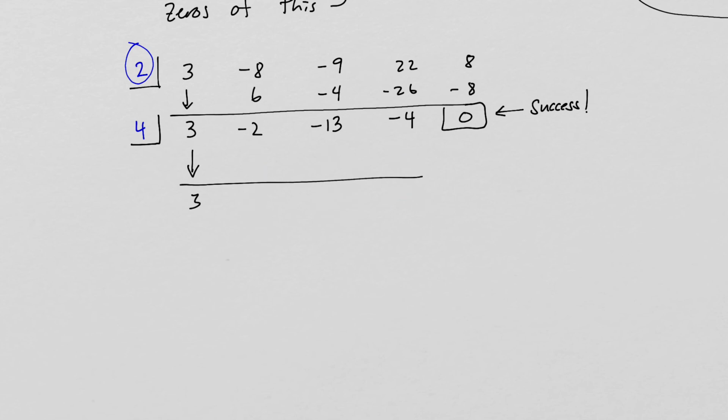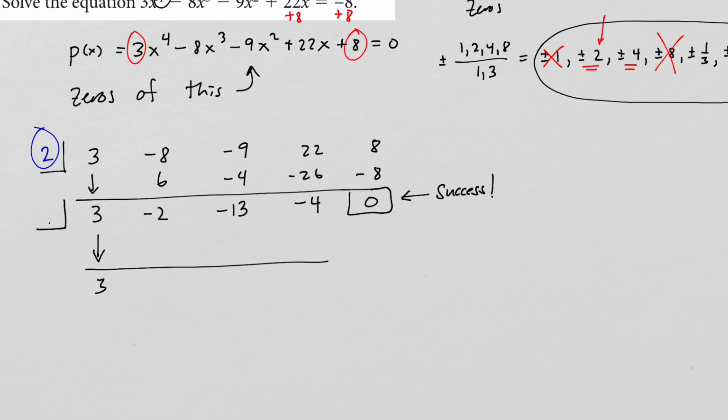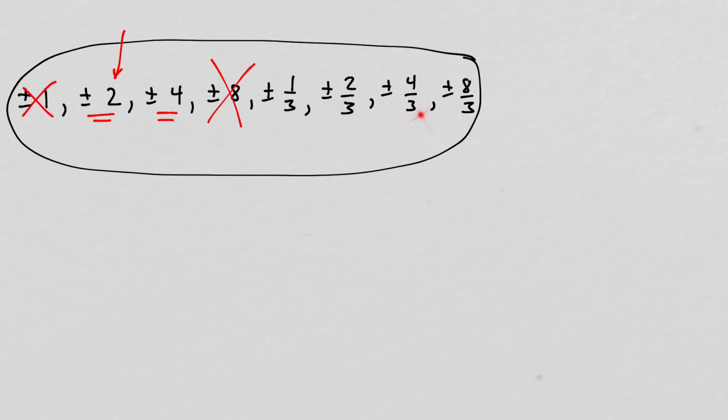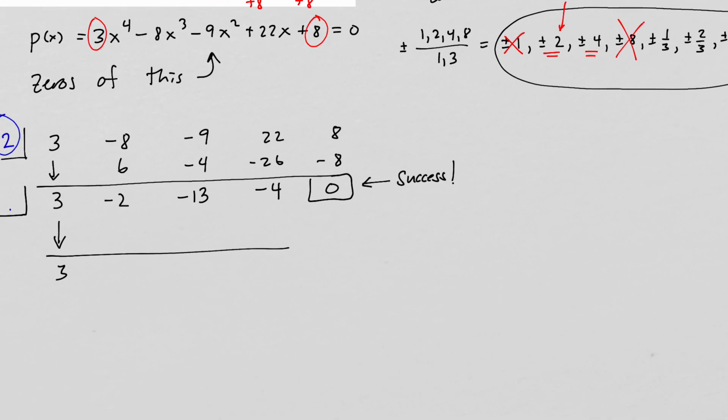All right, so what's happening? What can we do next? Well, remember what your possibilities were. These were the possibilities, and we already saw we got 2 to work once, but negative 2 didn't work, so we're done with those. We tried positive 4, that didn't work. We're not going to try 8 anymore because we don't have 8 as our last number, right? Our last number is now a 4, right? So it looks like the other rational 0 is probably one of these fractions, which is kind of a bummer because fractions aren't really that fun.